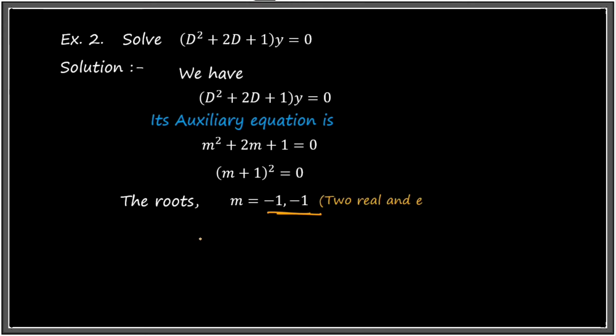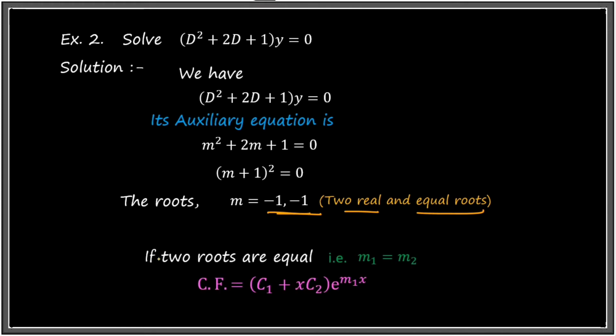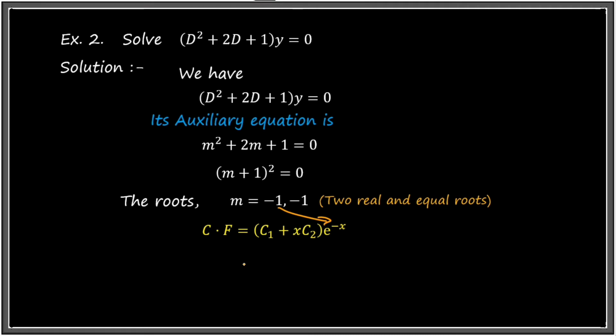The two roots are the same, therefore we have two real and equal roots. Therefore, we have to use (C1 + xC2) e raised to power m1x. That is, CF = (C1 + xC2) e raised to power -1 x. And here f(x) = 0.